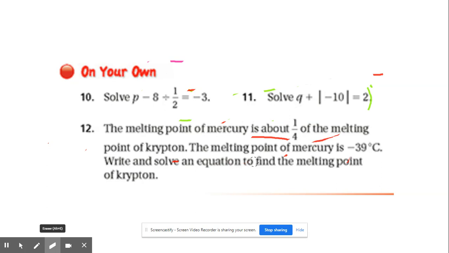You're going to solve number 10, 11, and 12 on your own, and then there will be an answer key following in the module. So please do that now.